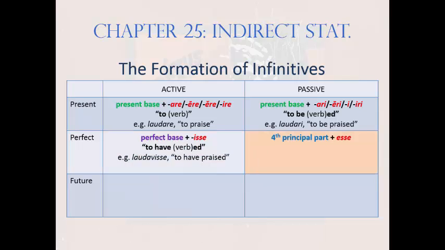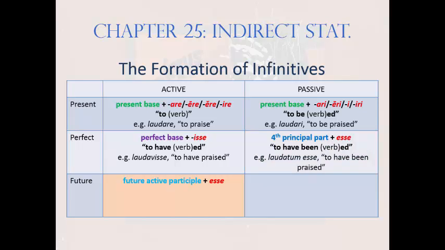Its passive counterpart, the perfect passive infinitive, is formed by taking the perfect passive participle and adding esse, not as an ending, but a separate word. Like all perfect passive forms in Latin, this will be made up of two words. It means "to have been whatever," as in laudatum esse, to have been praised. Moving to the last two infinitives, both future tense forms, the future active infinitive is made up of the future active participle, that weird but memorable -urus form, plus esse.